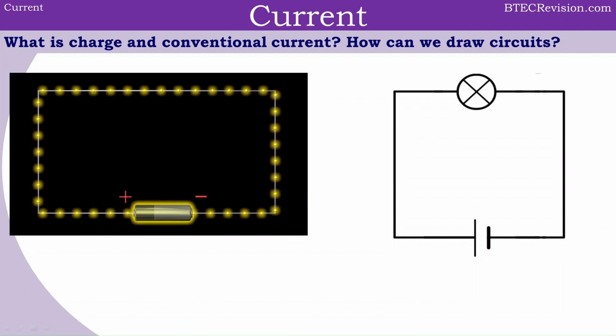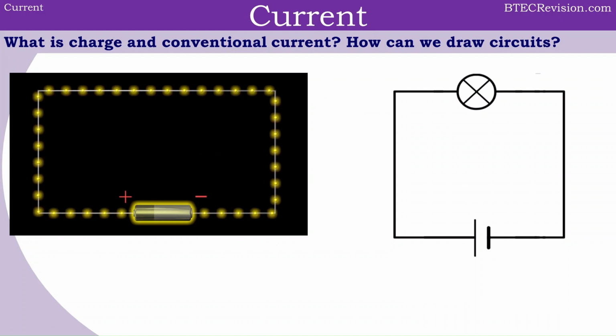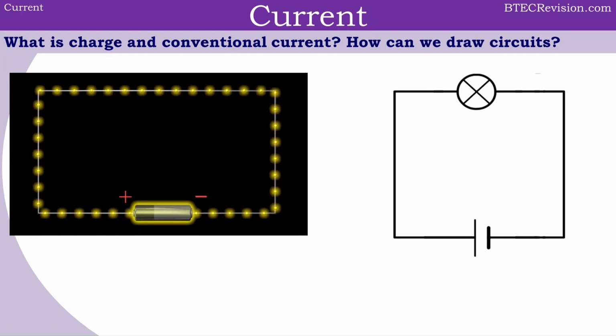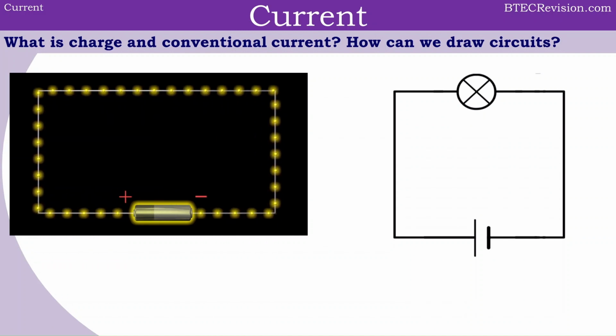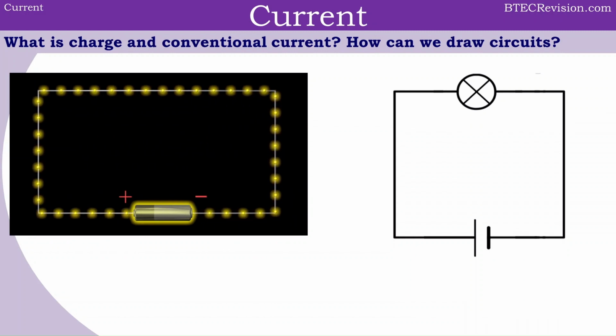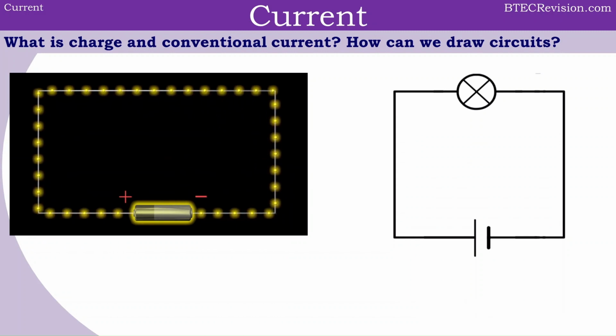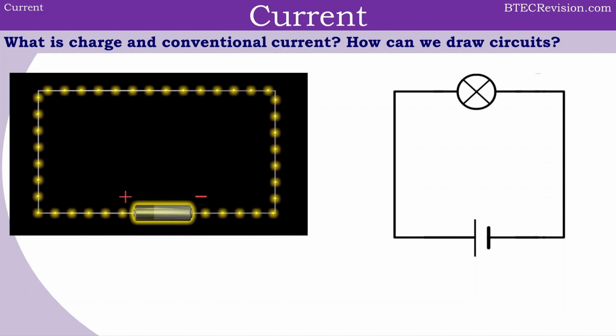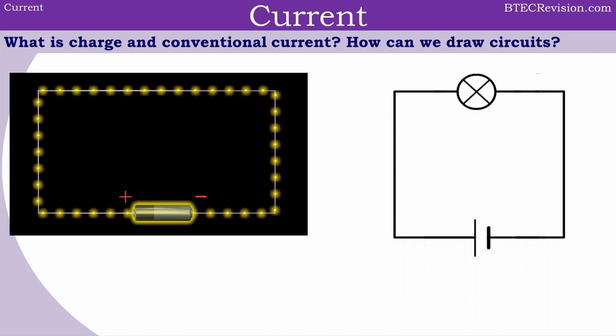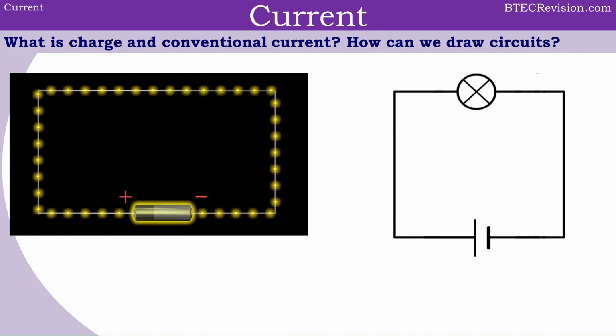A long time ago, scientists did not realize the direction of current. Should it go from negative to positive or positive to negative? And they chose the wrong way around, which is positive to negative. And now this is known as conventional current. We actually know that the current goes as in the diagram shown, from negative to positive.